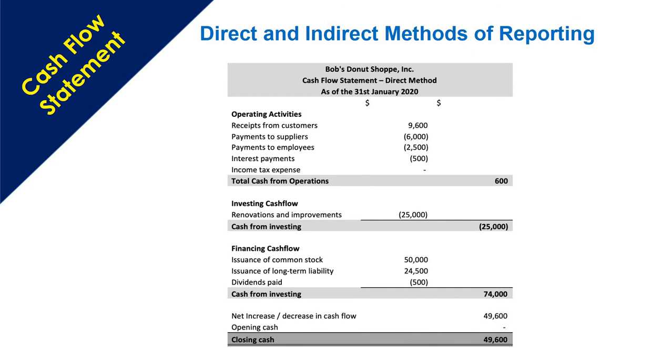Here is an example of the direct method. From the operating activities, we received from customers, and we paid suppliers, paid employees, and made interest payments and income tax payments. So we have the receipts and the payments, and this is the total amount from operating activities. In investing activities, renovation and improvements are an investment, a cash outflow. In financing activities, we have issuance of common stock, issuance of long-term liability and dividends paid. Finally, we have the net increase or decrease in cash, this amount. This is how we prepare the direct method.